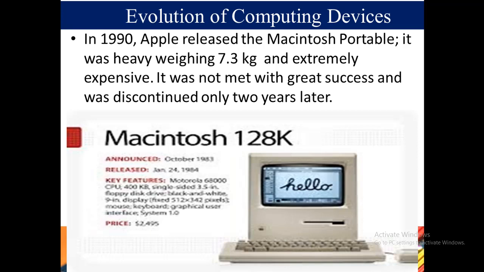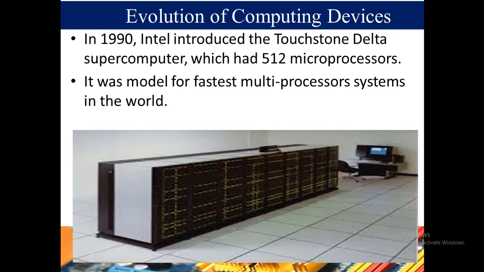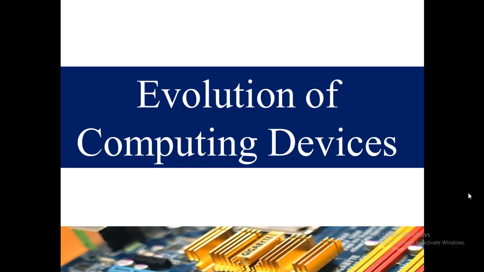In the 1990s, Apple released the Macintosh Portable. It was heavy, 7.3 kg, and extremely expensive. Due to its high cost, it was not met with great success and was discontinued only 2 years later. In the same decade, Intel introduced the Touchstone Delta supercomputer, which had 512 microprocessors. It was a model for the fastest multiprocessor systems in the world. So this was all about the evolution of computing devices.